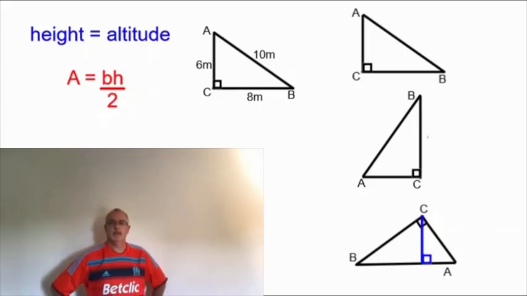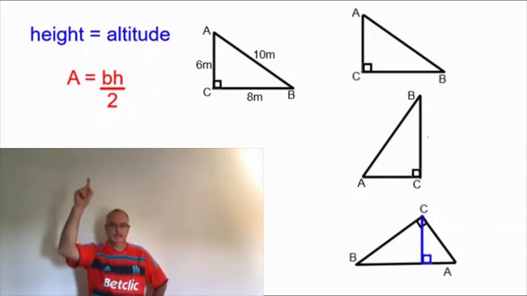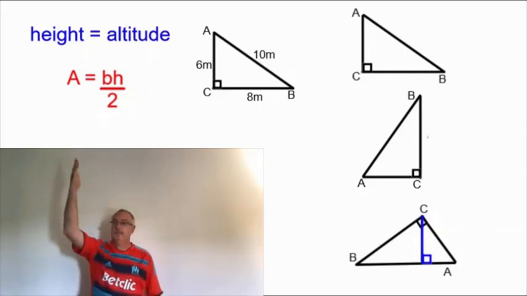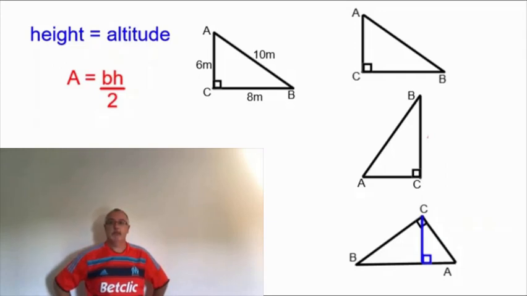Today's Daily Dose of Math is a discussion about the height of a triangle. The height is also known as the altitude and is defined as a straight line drawn from a vertex of the triangle to the opposite side forming a right angle.